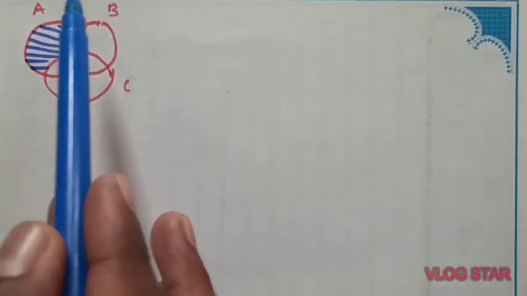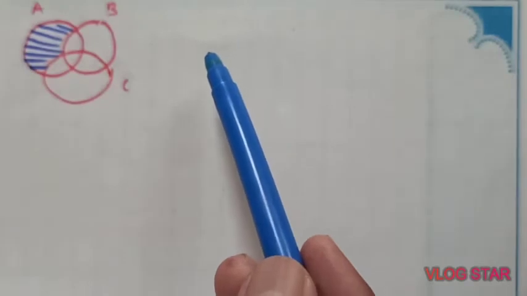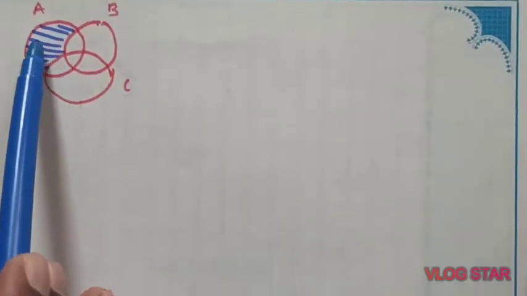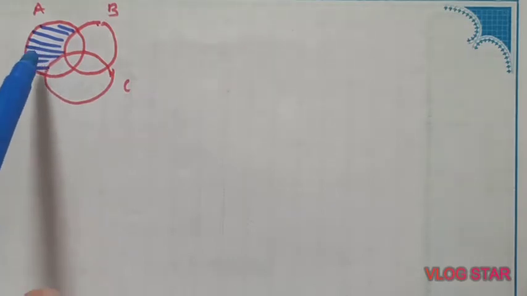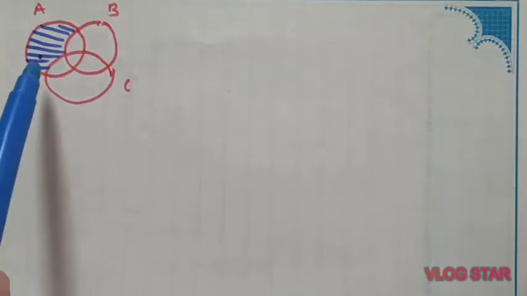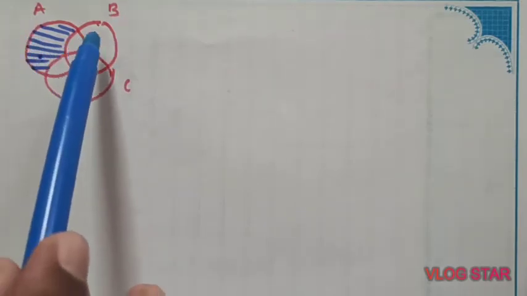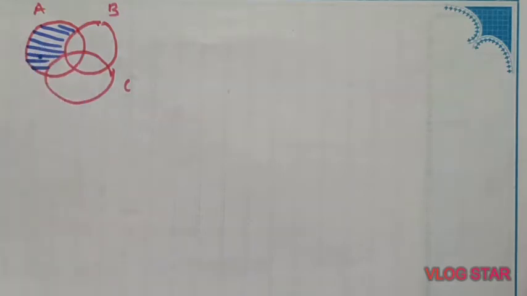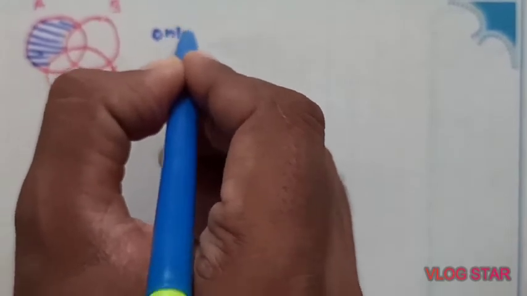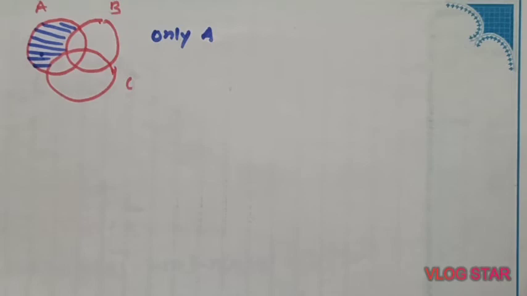What is the meaning of this region? I have sets A, B and C. How will we read it in words, and how can we express it in the form of sets? Look at the region. A member from this region is a member of only A, means that member would not be in B and C. So we have cancelled B and C. So it is only A. So what does it mean? Only A in words. Can we express it in symbolic form?